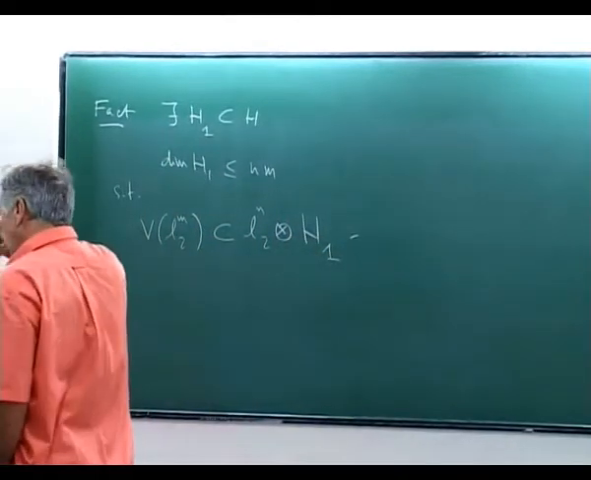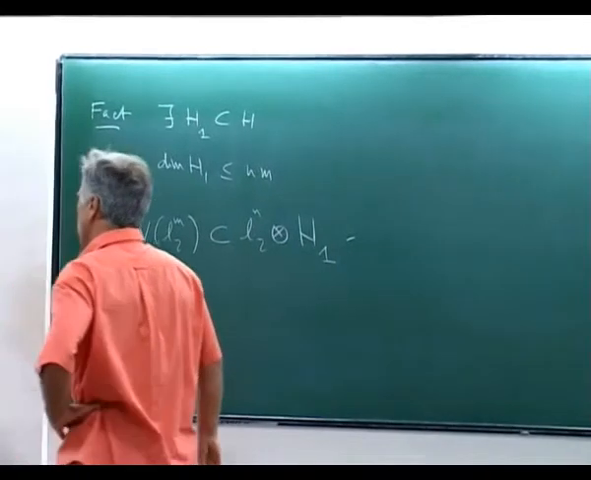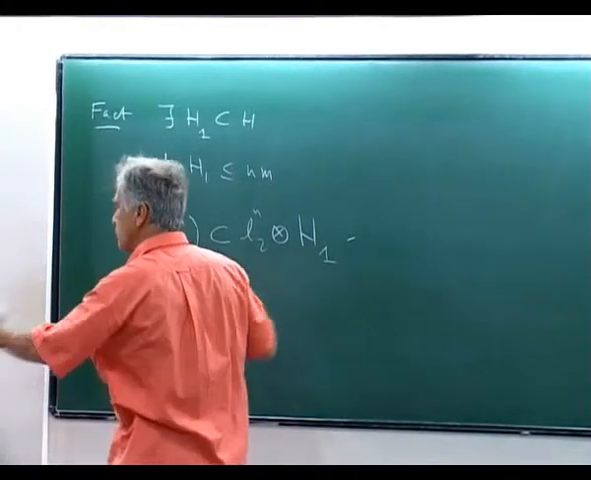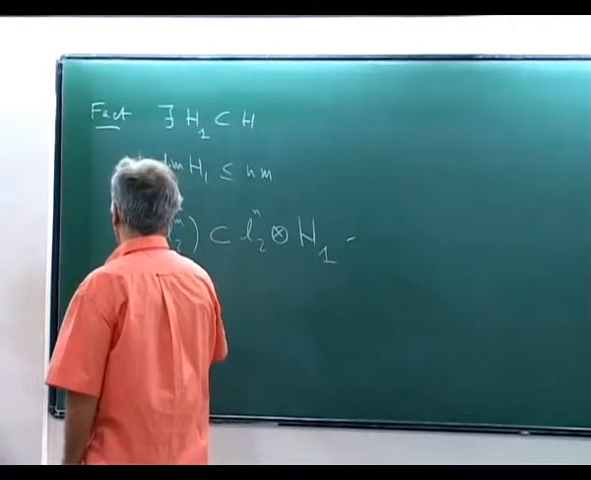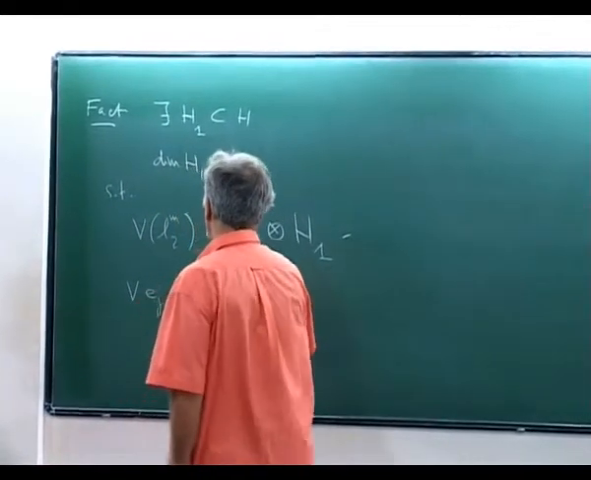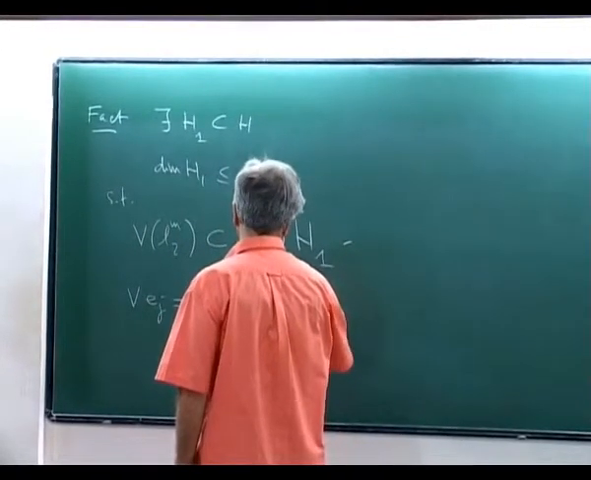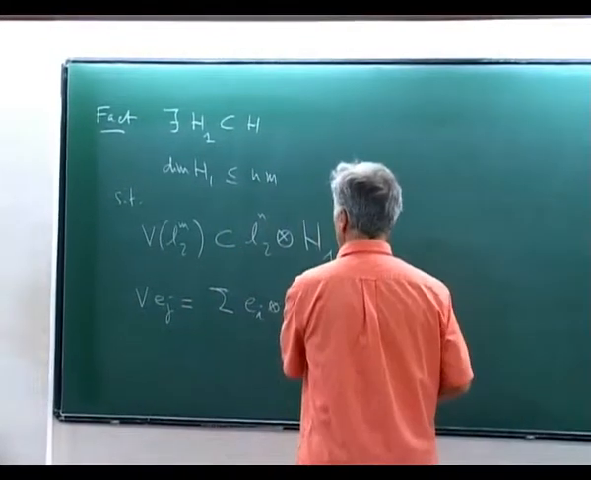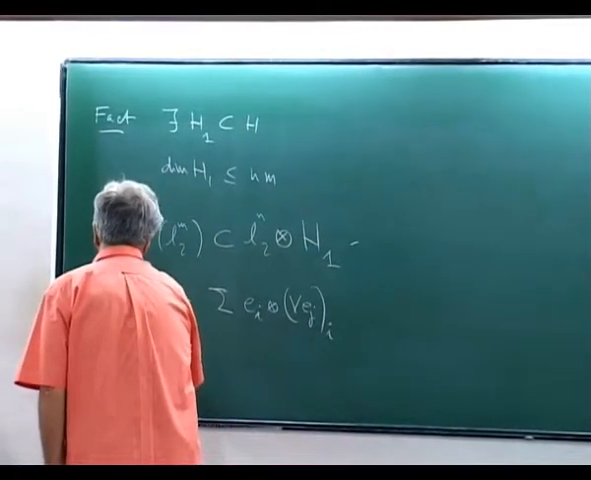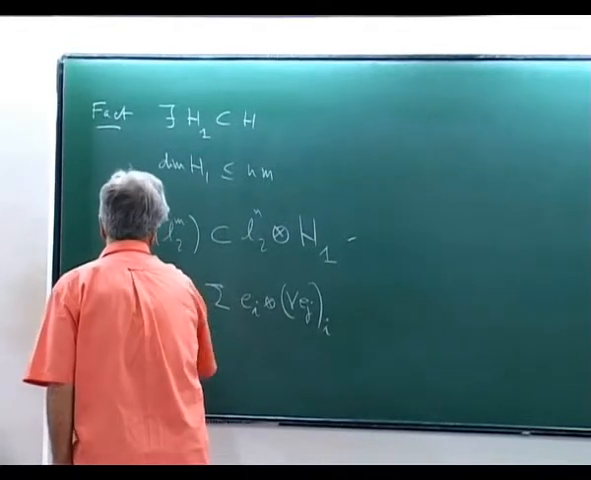To convince you of that, let's look at V of EJ. The notation will be as usual with bases, with the values of indices. So V of EJ will be the sum of EI tensor the ith coordinate of V EJ. And so you see that the span, this V of L2N, is included.